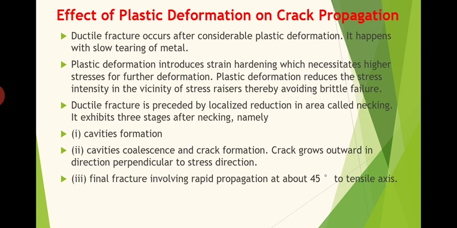So instead of that 90-degree or perpendicular crack propagation, perpendicular to the direction of the applied stress, that direction will change towards 45 degrees, since both shear stress as well as normal stress will be there as a reason for the cracking. So the ultimate effect will be in an inclined direction. In the direction of the applied force, normal stress will be acting. In the perpendicular or the other direction, the shear stress will be acting. Because of the combination of these two, stress will develop at an angle of 45 degrees. So the final fracture involves rapid propagation at about 45 degrees to the tensile axis.